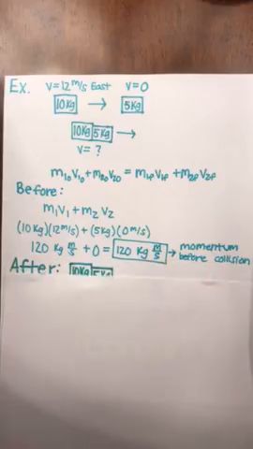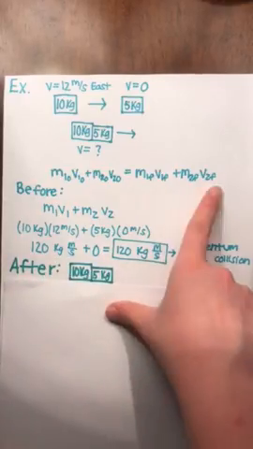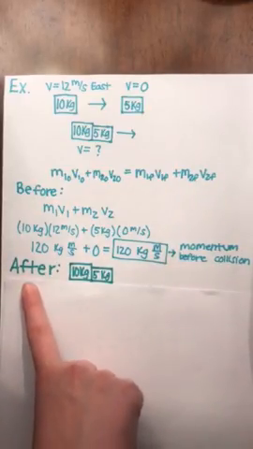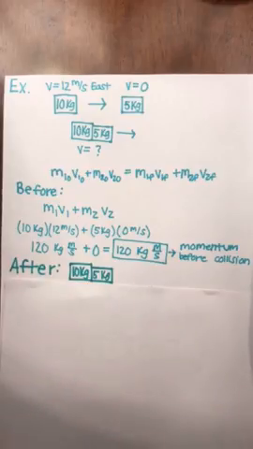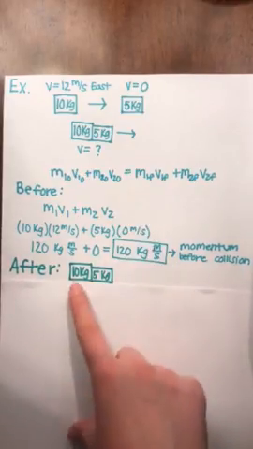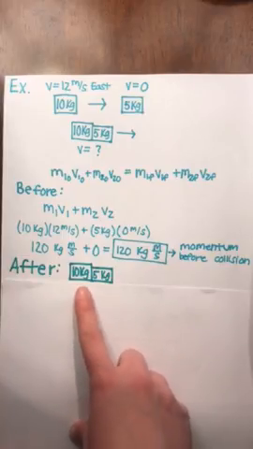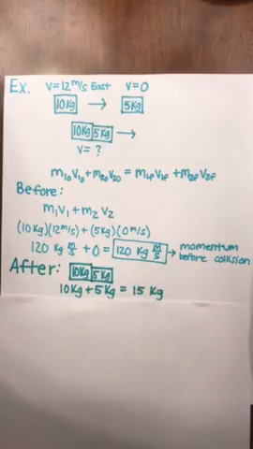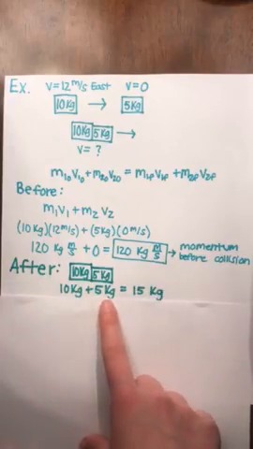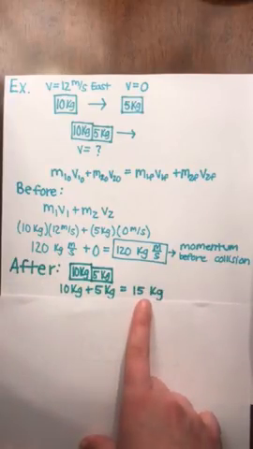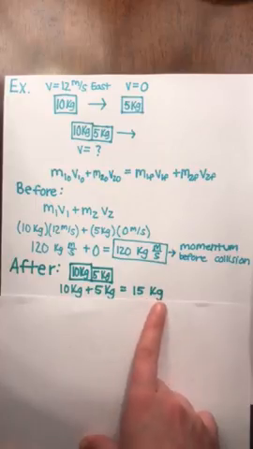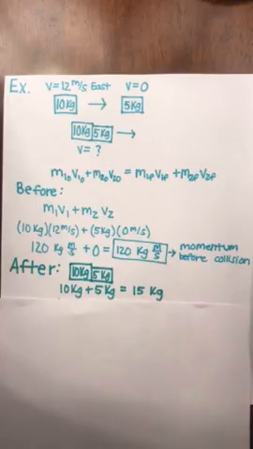So now what we need to do is calculate this part of the equation. We need to calculate the total momentum after the collision. So we are made aware that after the collision, the two objects stick together. So now these become and can be counted as just one mass. So what we can do is add 10 kilograms plus 5 kilograms and we get 15 kilograms. So this is going to be our final mass.